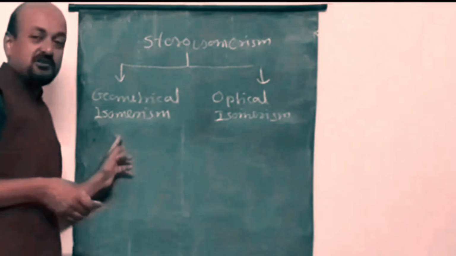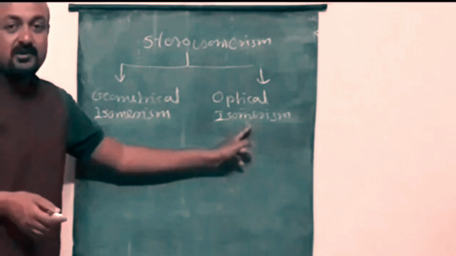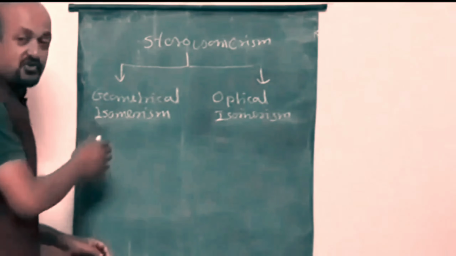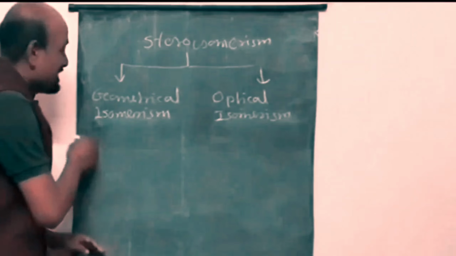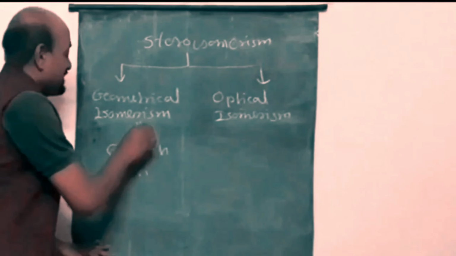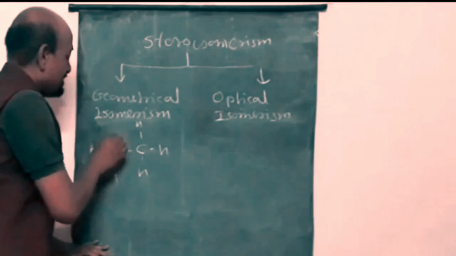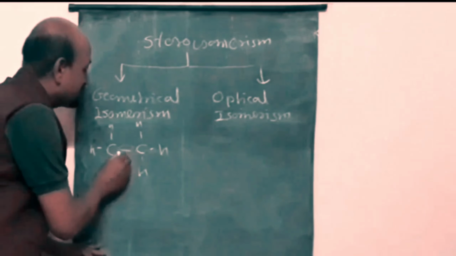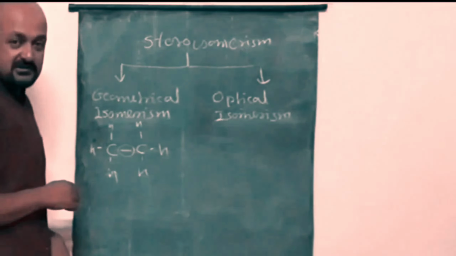One is geometrical isomerism and another is optical isomerism. Now let us discuss one by one. First is geometrical isomerism. As you know, there is free rotation about a carbon-carbon single bond. This is ethane. So there is free rotation about this carbon-carbon single bond.